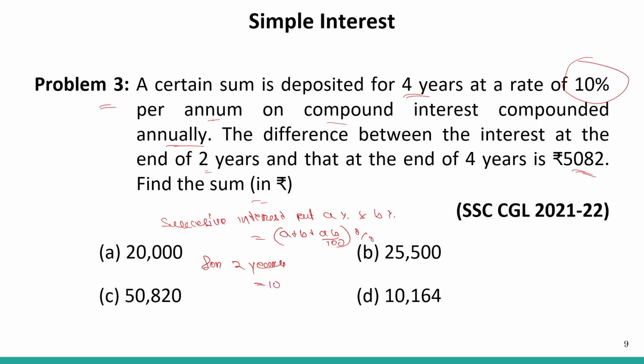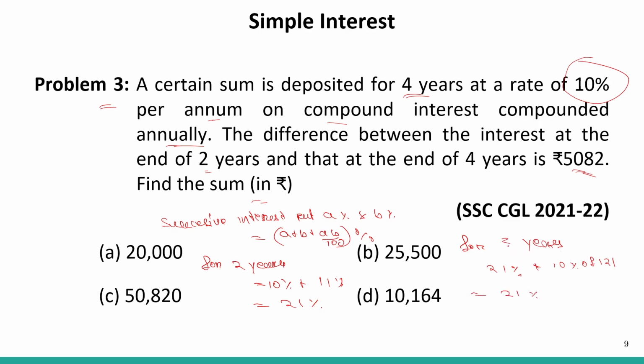It will be 10%, plus 110. So 10% of 110, right? So it will be 11%, which is equal to what? 21%, right? And for 4 years it will be what? So 21%, plus 10% of 121, that is equal to 21%.